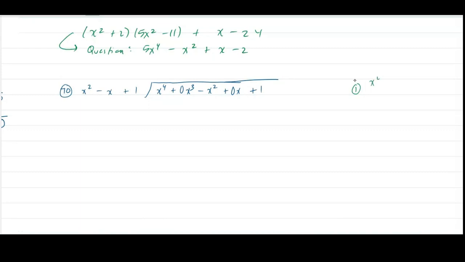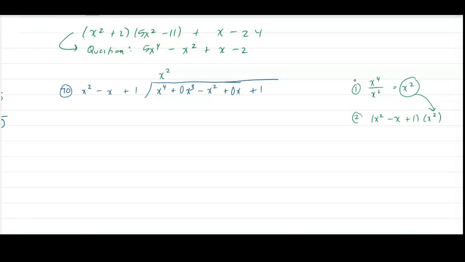You're going to take x to the power of 4, and you're going to divide it by x to the power of 2, and what you should say back is the answer is x squared. Then step number 2 is you're going to take everything that you have out front in the divisor, so x squared minus x plus 1, and you're going to multiply it to the x squared that you just got. So let's go ahead and multiply.